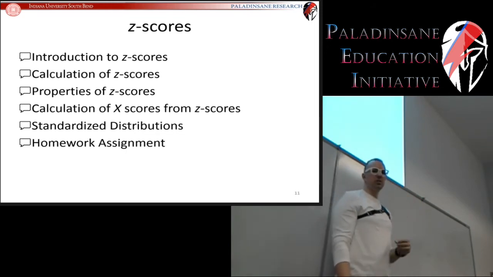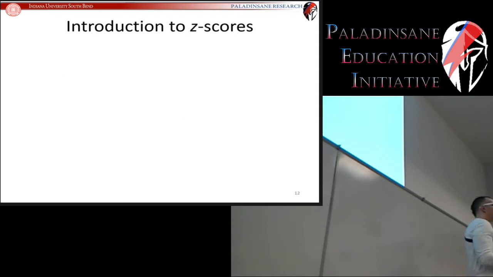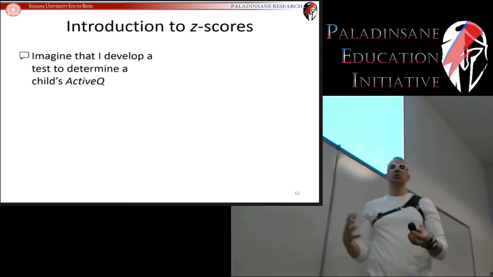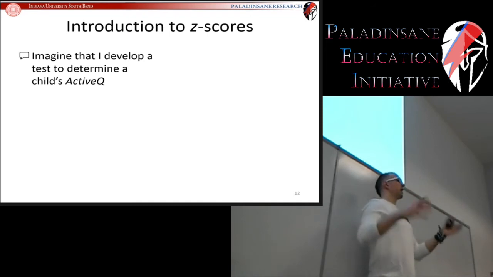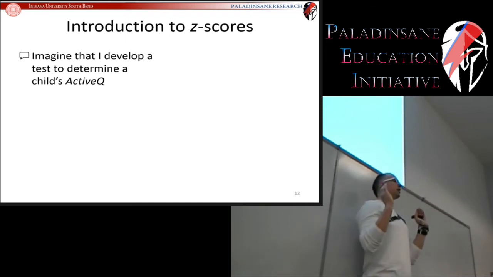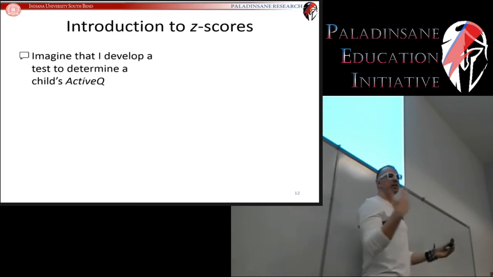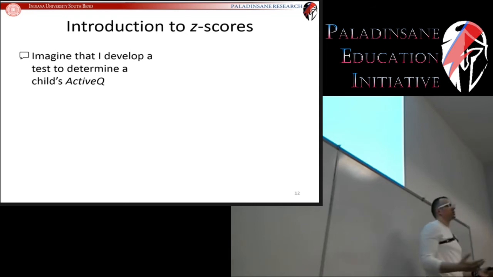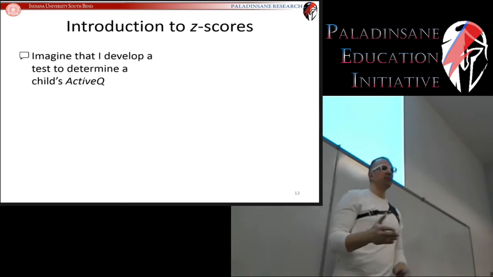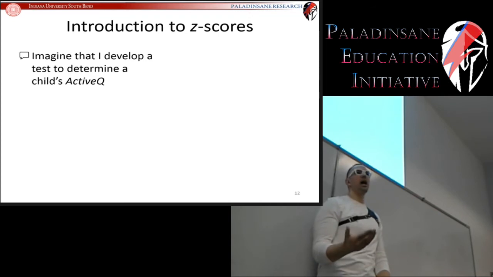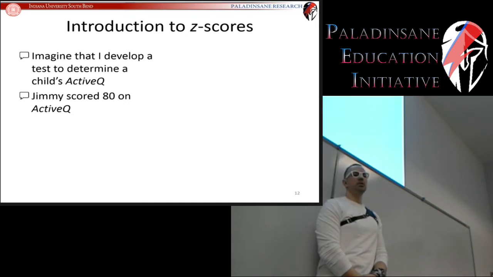All right, so introduction to z-scores. So imagine that you are dealing with this child. So you're assessing this child, and it's the first session, and you just need to assess how bad, how extreme are their behavioral issues. So let's say that you came up with a test to measure a child's activity level. And this is called the active Q. So it's like IQ, like the intelligence quotient, but this is the activity quotient. It's a test called the active Q. And let's say that your child's name is Jimmy, and you give Jimmy the active Q, and Jimmy scores 80 on the active Q. That's their score, 80.